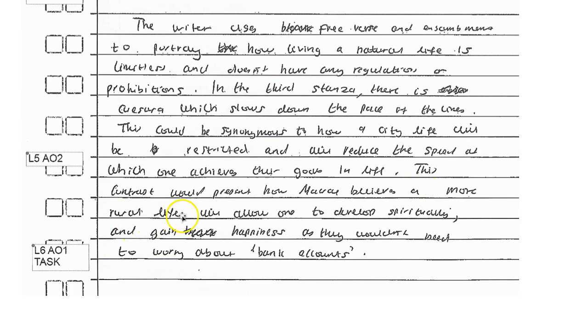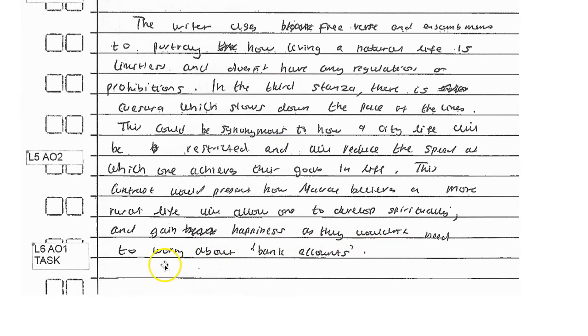Let's look at the next structural feature. This contrast would present how McCrae believes a more rural life will allow one to develop spiritually and gain happiness, as there wouldn't need to worry about bank accounts. And look, as soon as Sanjay's linked it to a quotation, the examiner has stopped laughing to themselves and said, okay, now you're quoting, I believe you, I'm putting you up to level 6, you are now conceptualized. And so you really need to quote.